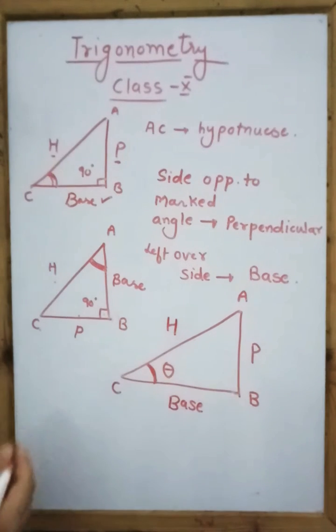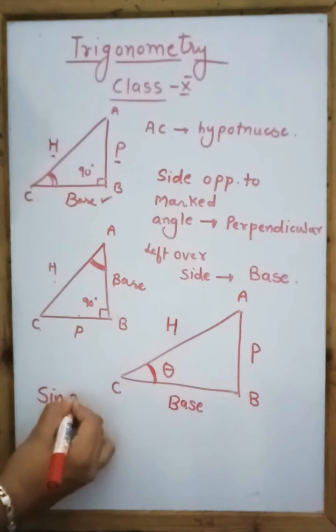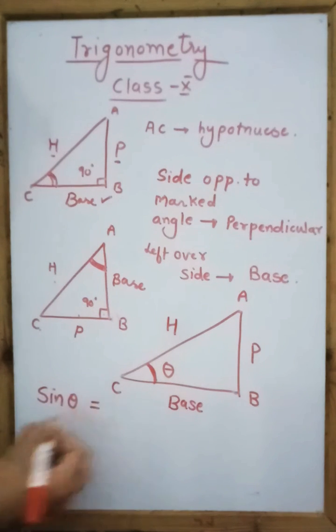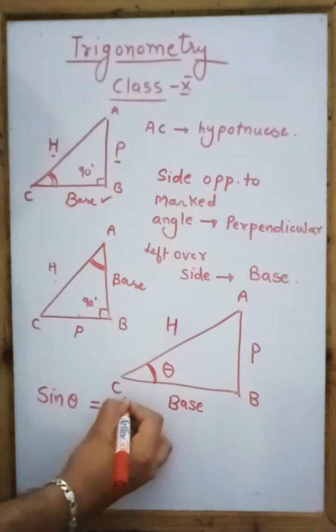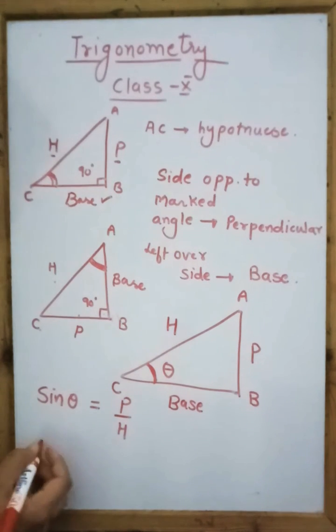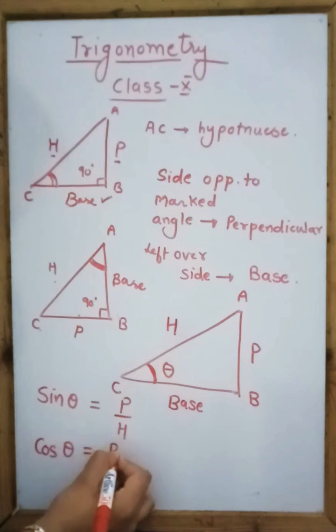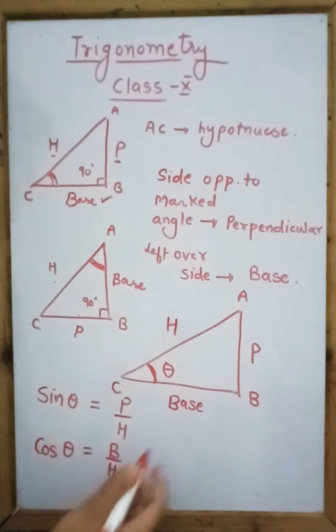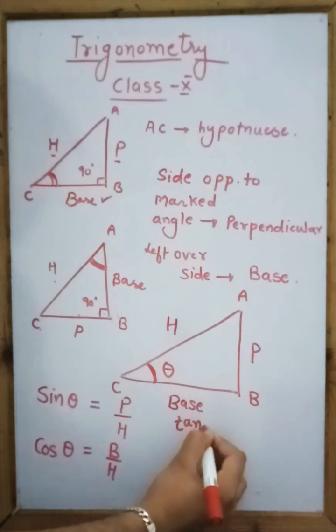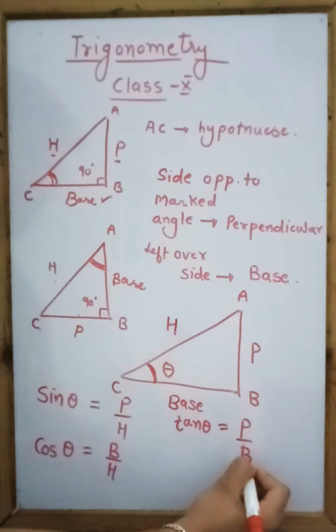So in a right angle triangle, we write three T ratios, which go like this. Sine theta is equal to perpendicular over hypotenuse. This is what sine theta is. So sine theta is P by H. Then I have cos theta, which is B by H. So sine theta, cos theta, and then we have tan theta, which is P by B.